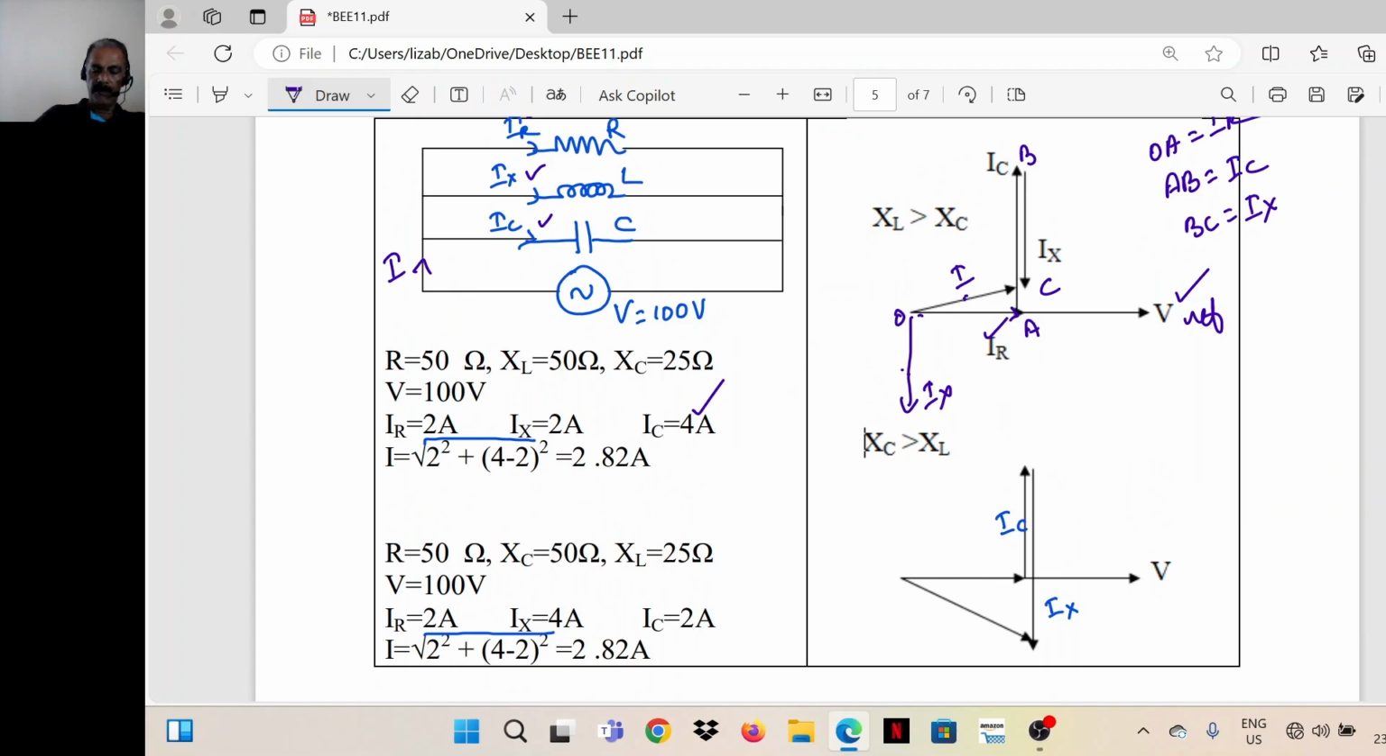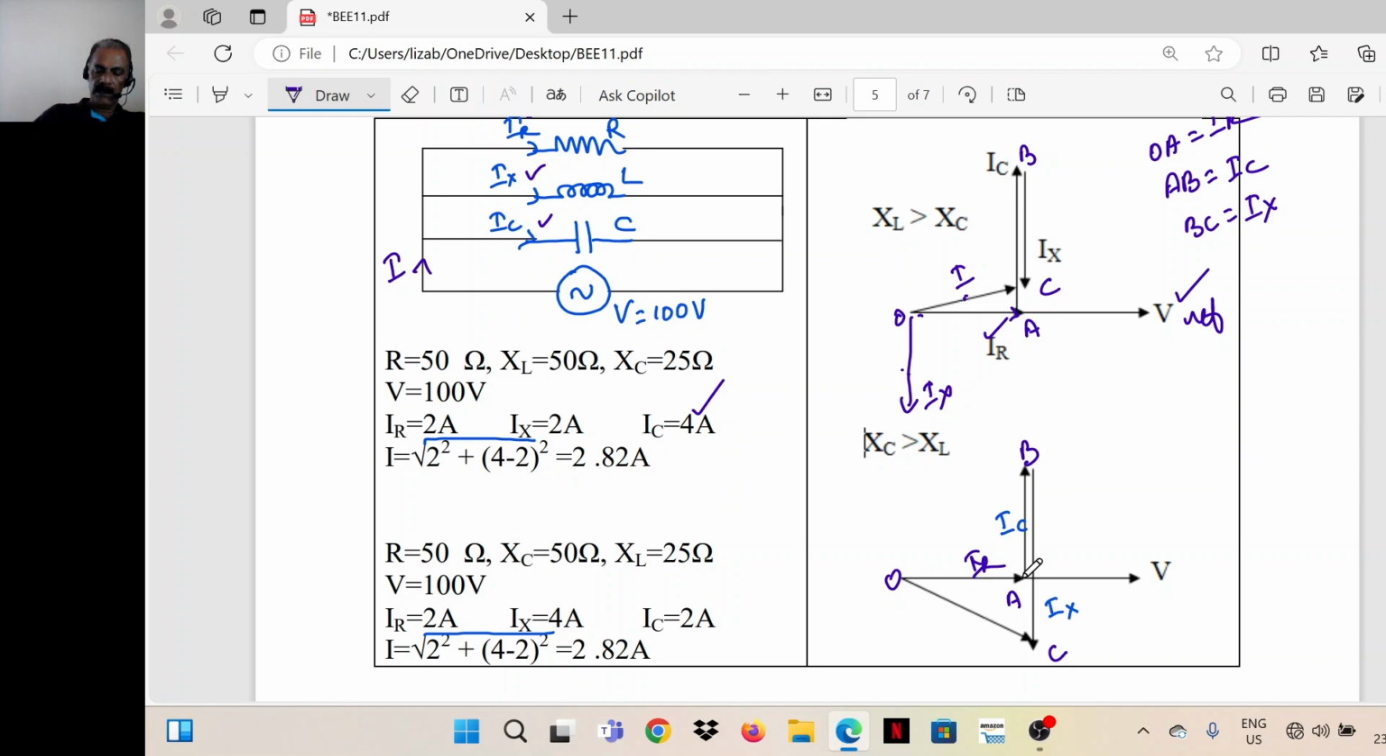If it is the other way, that is, if the capacitive current is less, then the phasor diagram will be like this. This is IR. OA is equal to IR. AB is IC. BC is IX. IX is the current through the inductor.